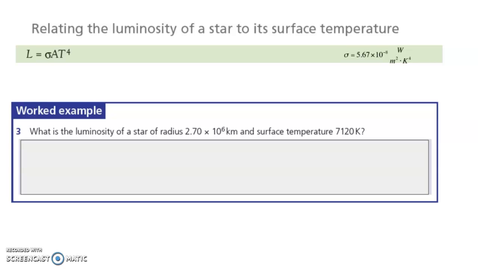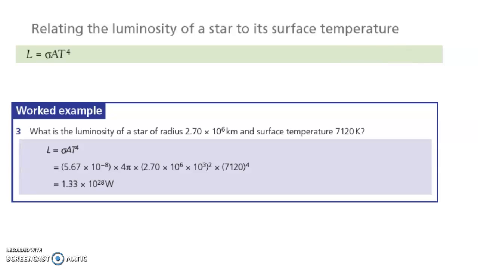7,120 Kelvin. Now remember the Stefan-Boltzmann constant, 5.67 times 10 to the minus 8. And to quickly remind you, the surface area would be 4 pi r squared for any sphere. Okay, that's a very important relationship for this topic. 4 pi r squared. Okay, so have a go, stop the video and see if you get the right answer. So the luminosity of the star would then be 1.33 times 10 to the 28 watts.